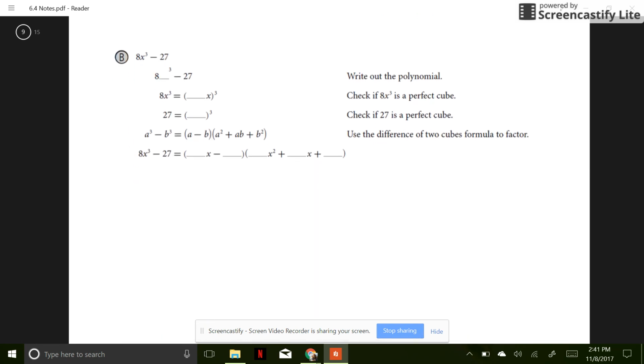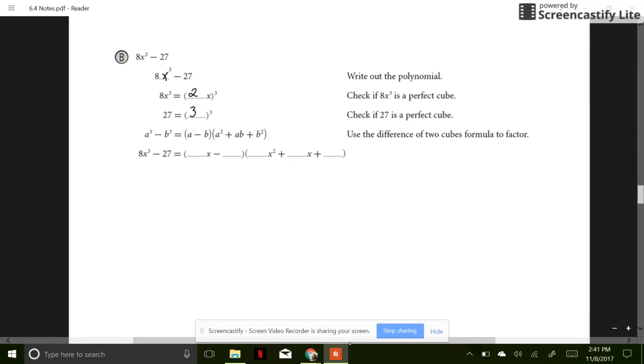So here in B, we've got 8x cubed minus 27. We've got another difference of cubes here. Sorry, this one's a difference. The last one was a sum. 8x cubed is the quantity 2x cubed, because the cube root of 8 is 2. Cube root of 27 is 3.